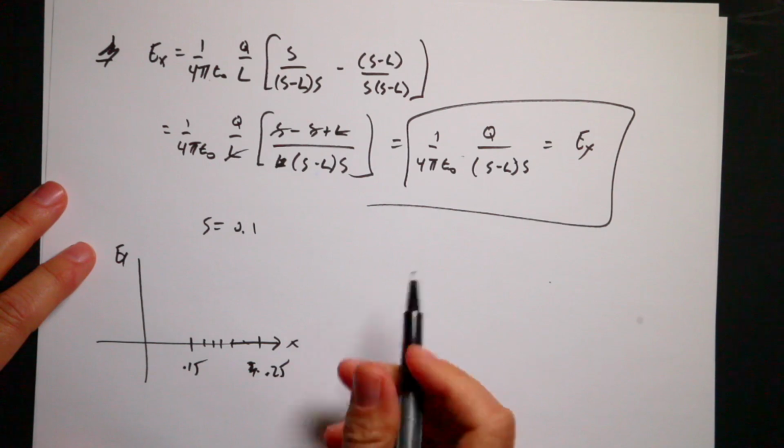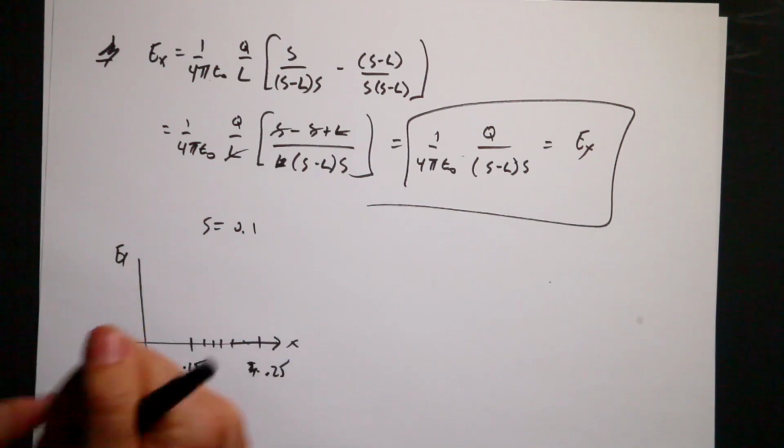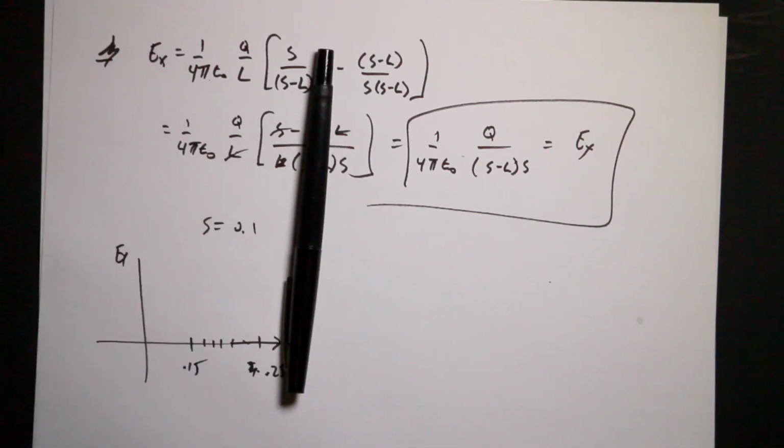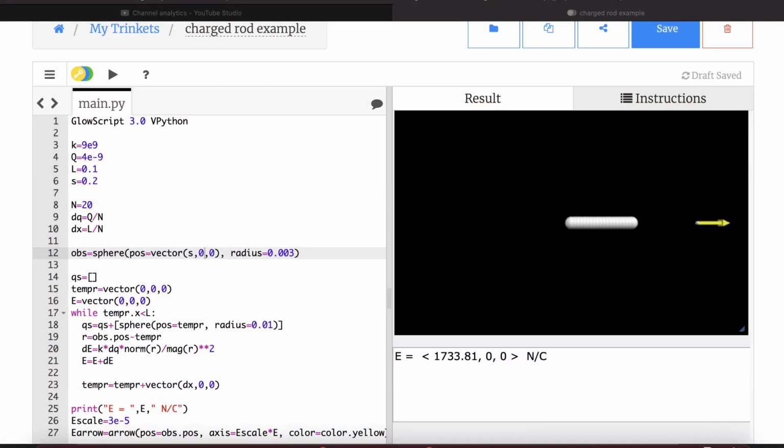So let's go back to Python. Where'd my mouse go? There it is. Let's see. Computer. There we go. Hello, computer.